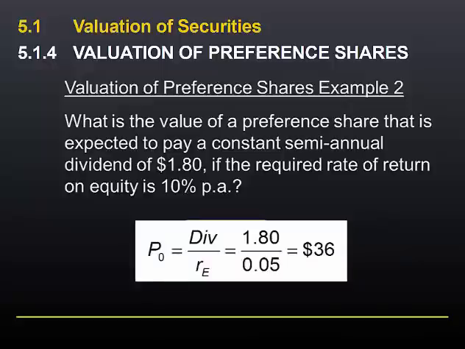The required rate of return every 6 months is 5% or 0.05, and therefore the answer is $36.